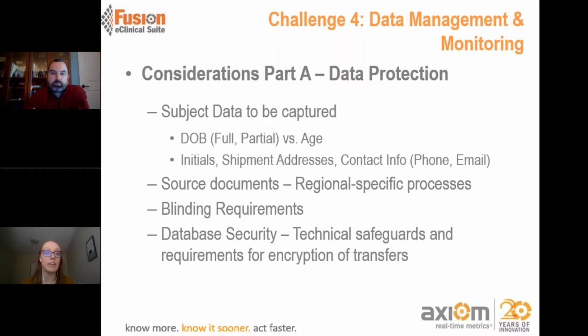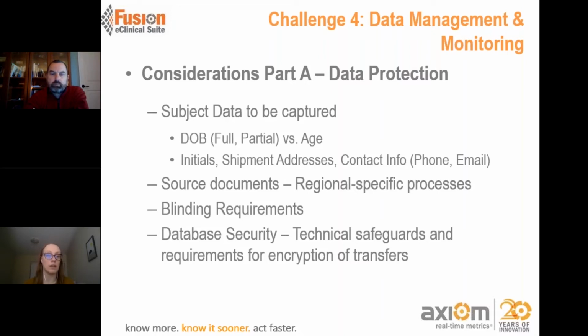Some of the areas to consider are what subject data is going to be captured. Are you looking at capturing the date of birth versus the age? Of course, in a lot of the EU countries, you can only capture the entered age, but depending on the region, you can also capture the full date of birth or partial date of birth. So you might need or want to capture multiple options that are region specific.